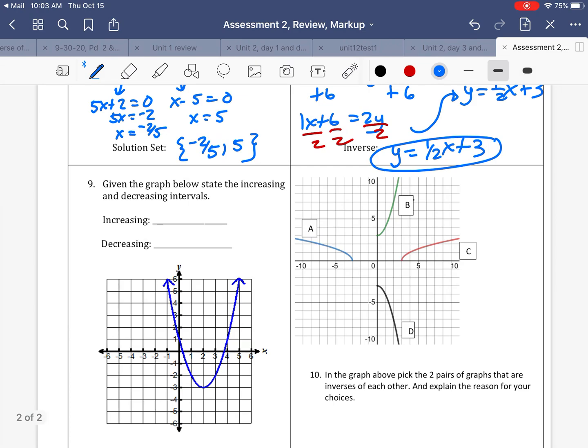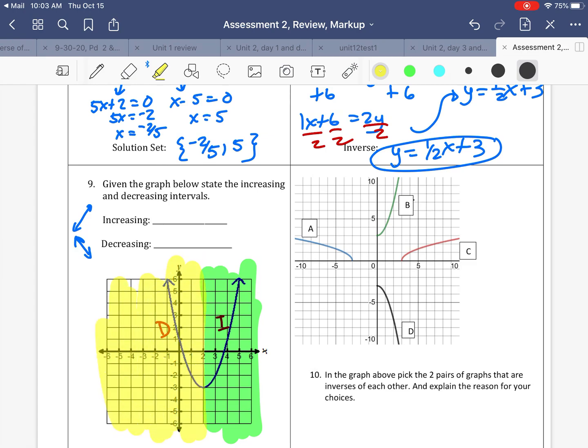I want increasing and decreasing intervals. So remember that when something's increasing, it has a positive slope. When something's decreasing, it has a negative slope to it. So if I look at this, the side of my graph that's increasing is over here. This side on the right is increasing. It has a positive slope. This side's decreasing. So I'm going to use my highlighter a little bit. The increasing and decreasing changes right here. It switches over right at the vertex there. So this whole side is increasing. This whole side over here is decreasing.